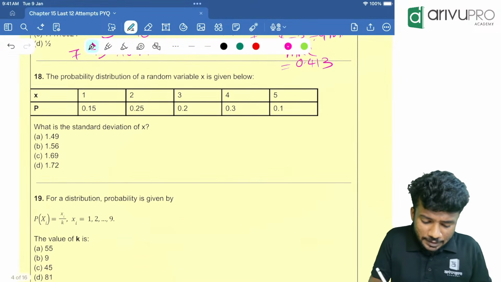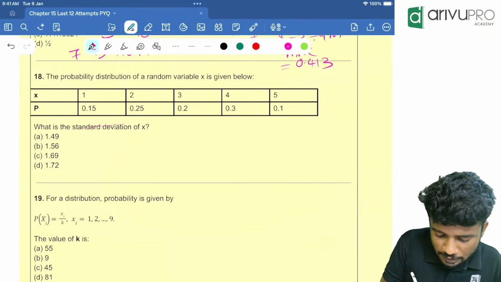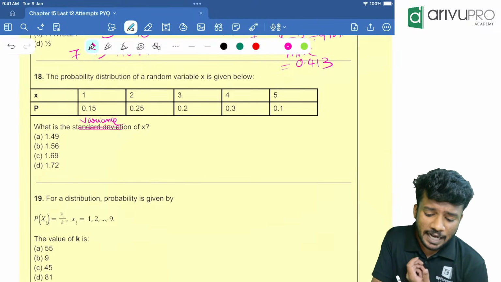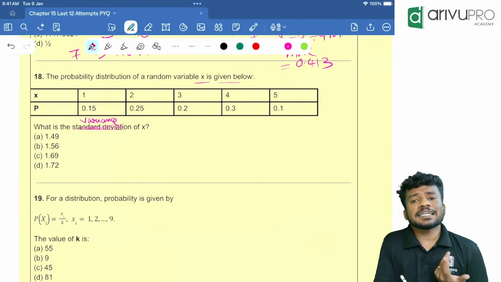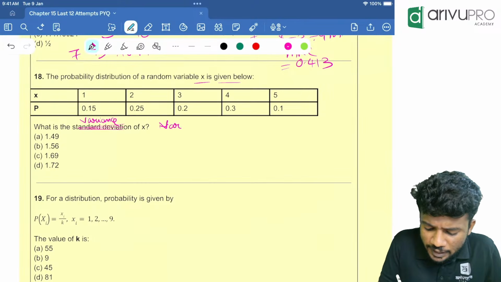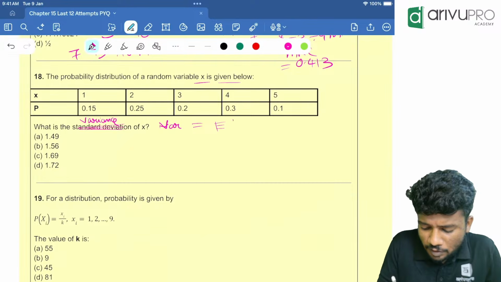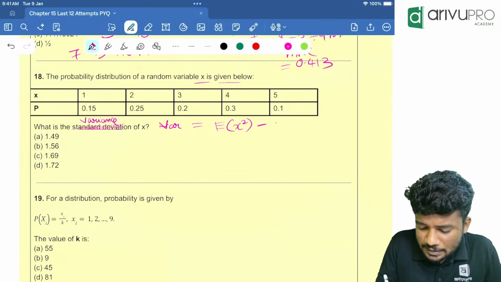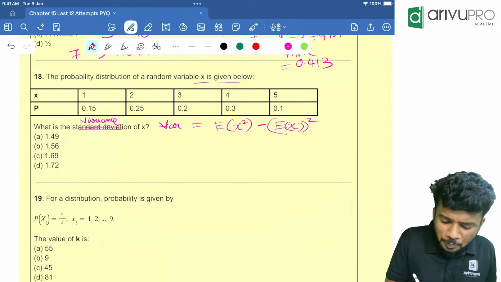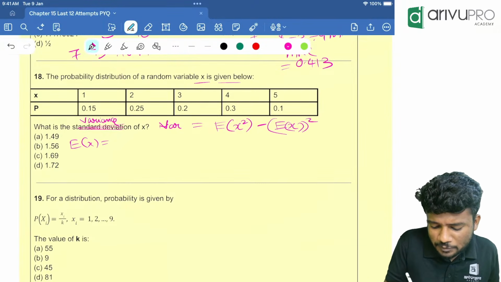The question here is actually for variance. It is not for standard deviation, the question is for variance. Finding the variance: the probability distribution of a random variable x is given. Find the variance. What is the formula for variance? The variance is nothing but E of x square minus expectation of x the whole square. First find expectation of x. What is the formula for expectation of x? Sigma x into P of x.